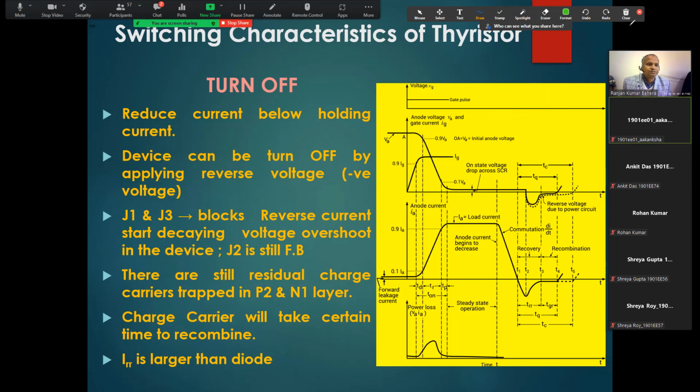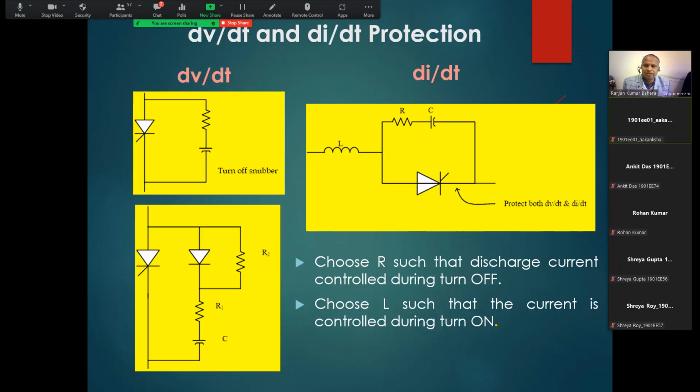Okay. So now these two protections are required. So these are the two protection circuits. dV by dt protection: you can see that there are thousands of circuits. If you just search in the IEEE Explorer transactions, you will find that at least 10 million circuits are there for turning off and turning on protection.